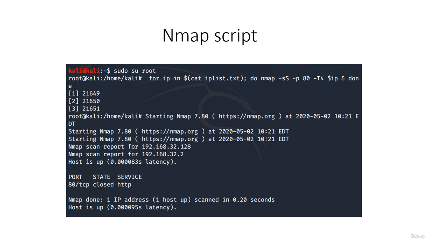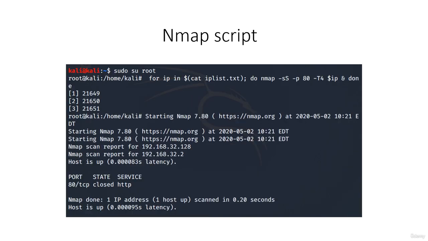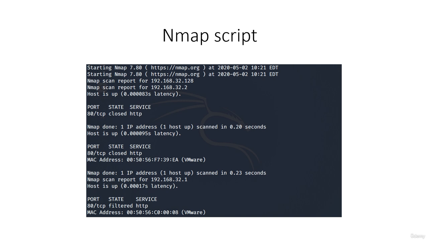To solve the issue, we can switch to root with the command sudo su root and run this command, and as you can see, 3 processes run all at once. So in nmap, the ports for the IP address list will be filtered. Then at the end, we just run 3 nmap scans at once instead of copy pasting one by one. So that's all about writing the script.